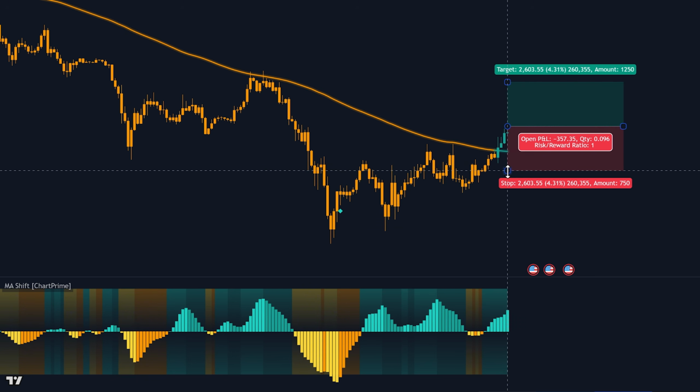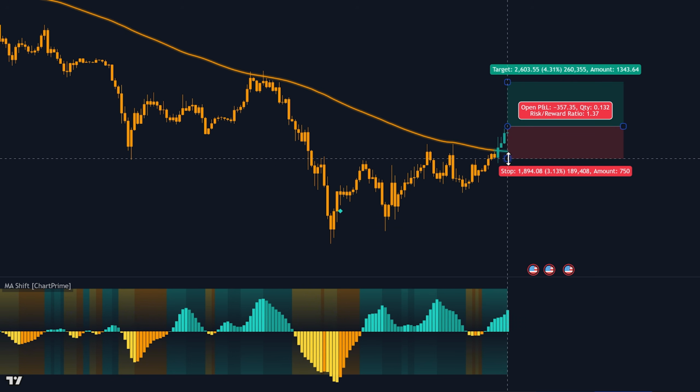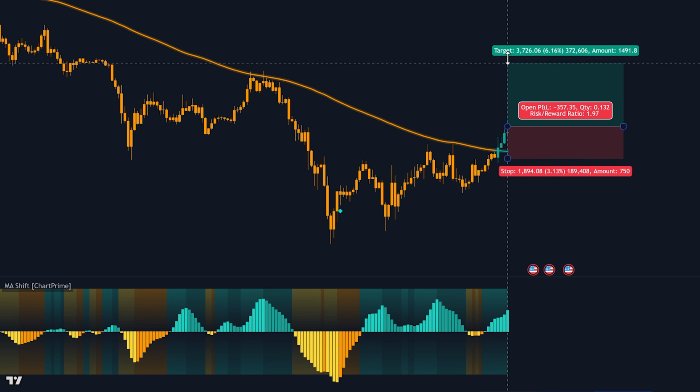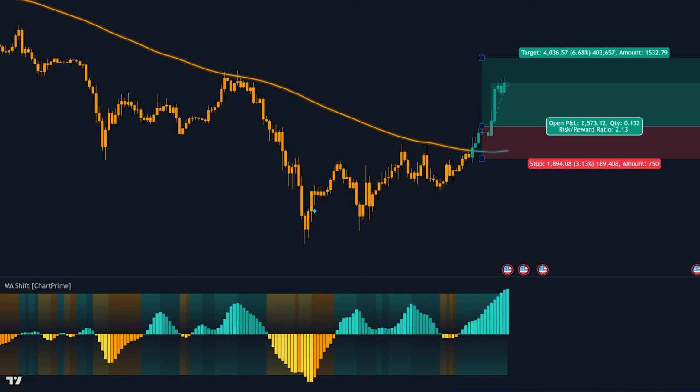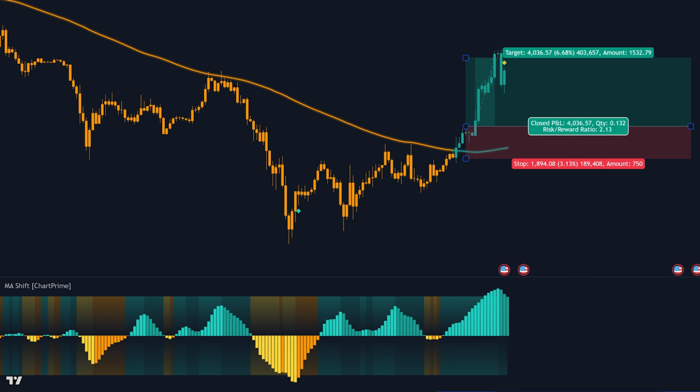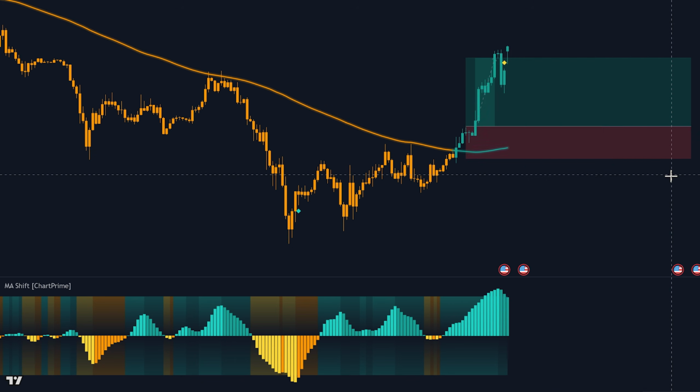Place the stop loss below the recent swing low to allow some breathing room. We aim for a risk-to-reward ratio of 1-to-2. Looking at the chart, you can see this trade ended up profitable as price continued moving higher.